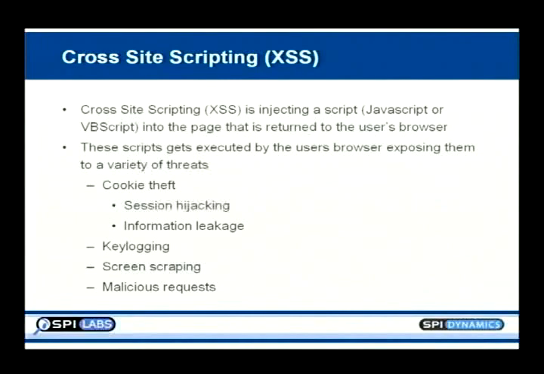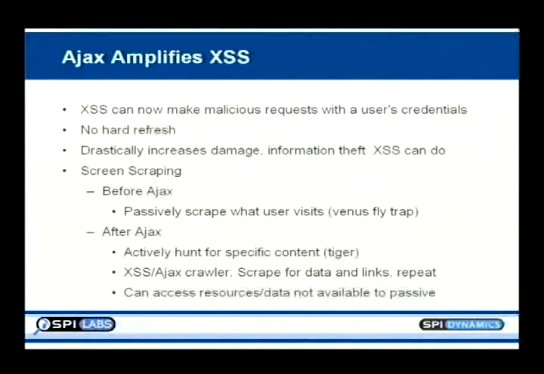We're going to talk about the Yammer worm, and Yahoo's mail portal wasn't using AJAX at that point. In the screen you were accessing, there were no AJAX calls, but AJAX was still used by the cross-site scripting payload. I'm just going to go through that real quick. Cross-site scripting can now make malicious requests on the user's behalf using their credentials, because I'm using the cookie. There's no hard refresh. This drastically increases the damage that I can do.